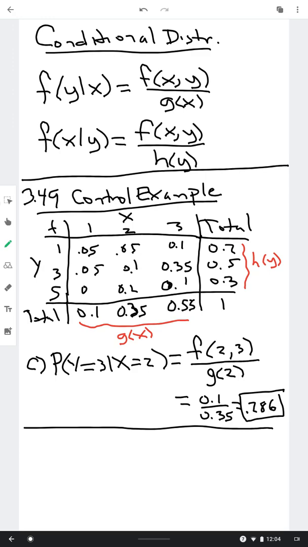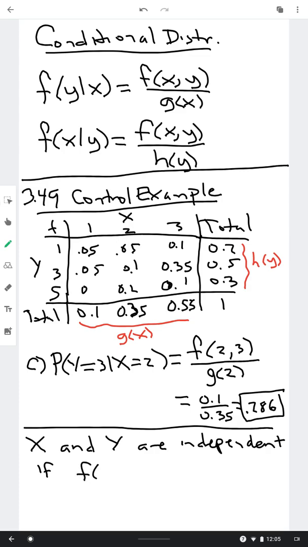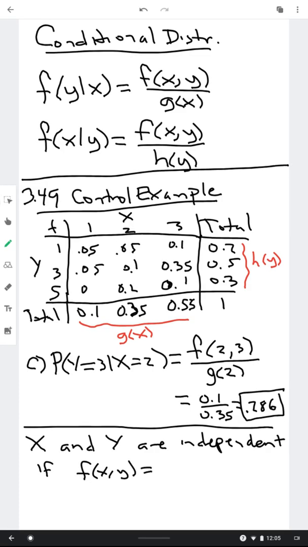And we can say that x and y, random variables, are independent if f of x, y is equal to g of x times h of y. Essentially, if our joint probability distribution is equal to the product of our marginal distributions, right? So this is what this is saying. Are our joint probabilities equal to the product of our marginal probabilities?